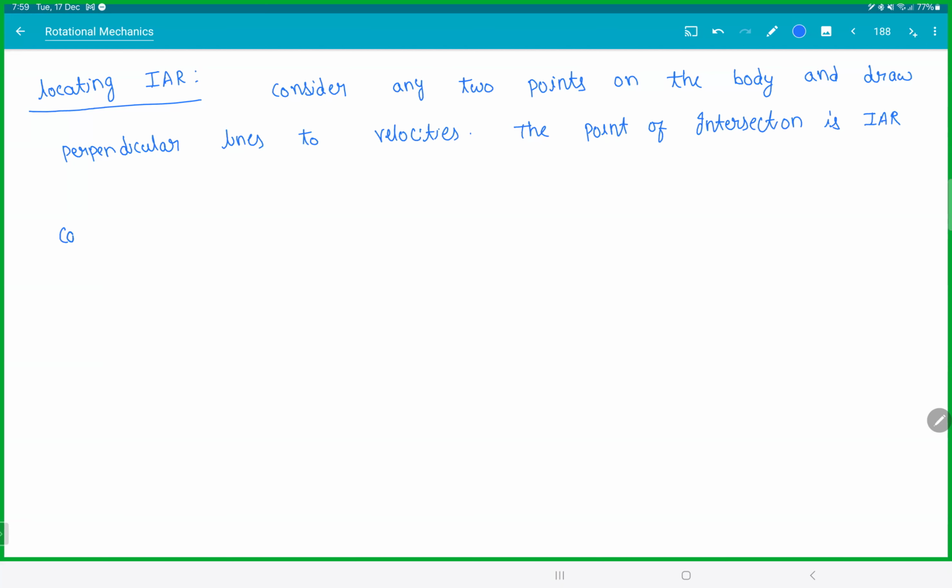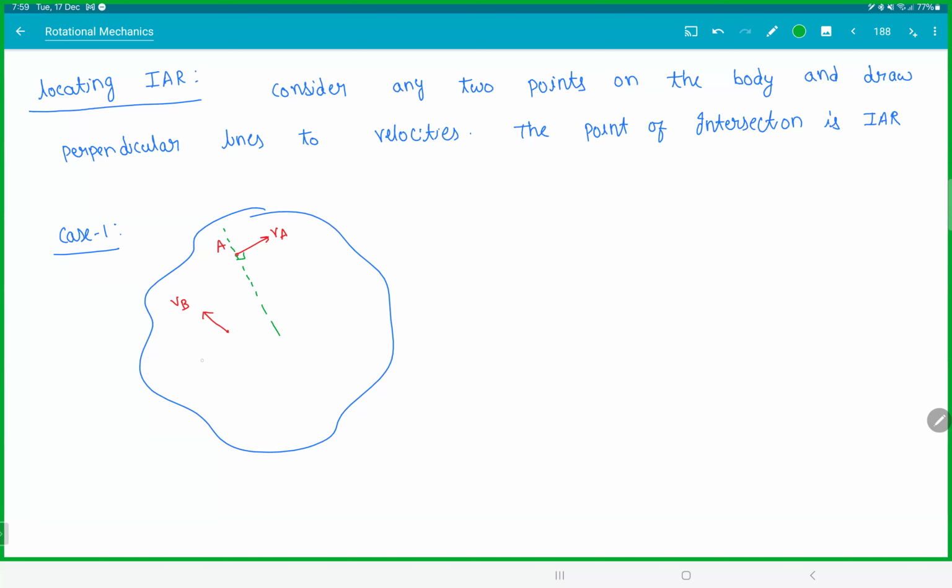So case 1 is this. If you have some random body like this, if this guy is going like this, VA, if this guy is going like this, VB, you drop a normal, you drop a normal. This point is IAR.